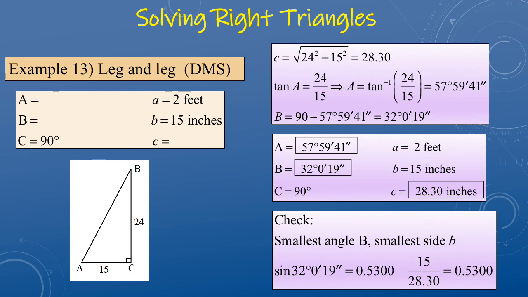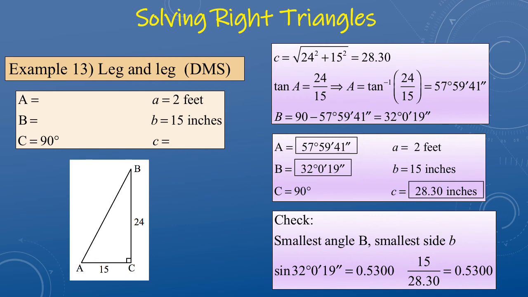So our final answer is that angle A is 57 degrees, 59 minutes, 41 seconds. Angle B is 32 degrees, 0 minutes, 19 seconds. And little c is 28.30 inches. Important to put the units.